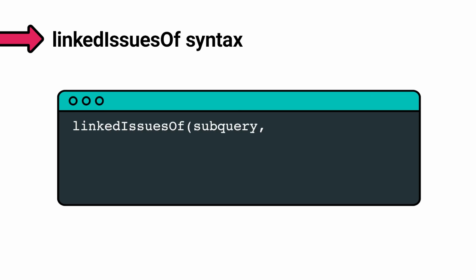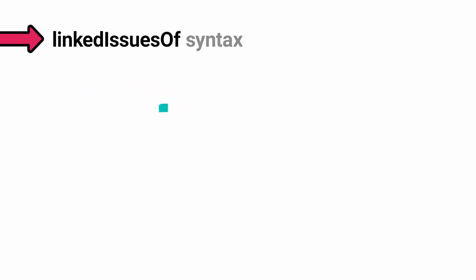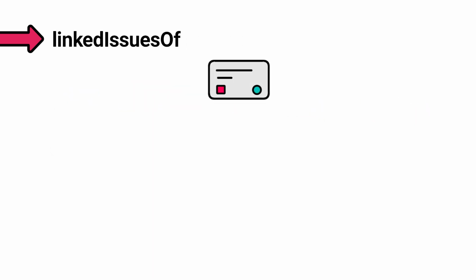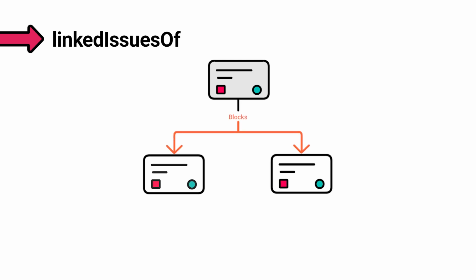LinkedIssuesOf uses a subquery that defines your main issue and a link name, which explains the relationship between your main issue and the issues you're searching for. Let's say your main issue is a bug, and you want to know which issues are blocked by this bug.